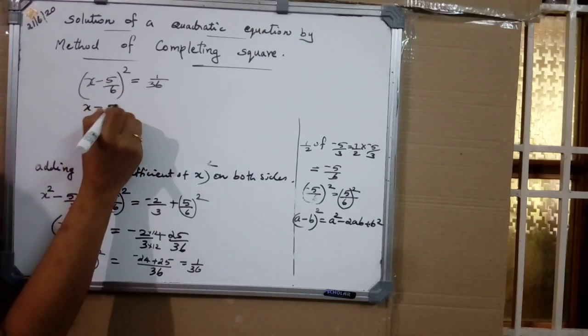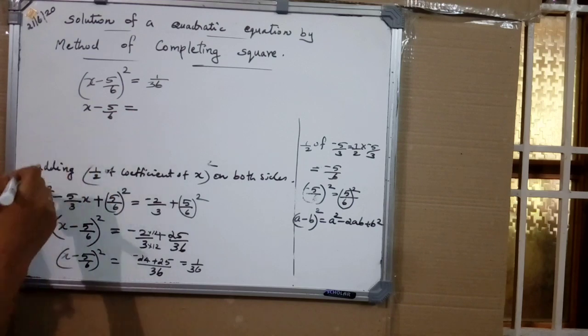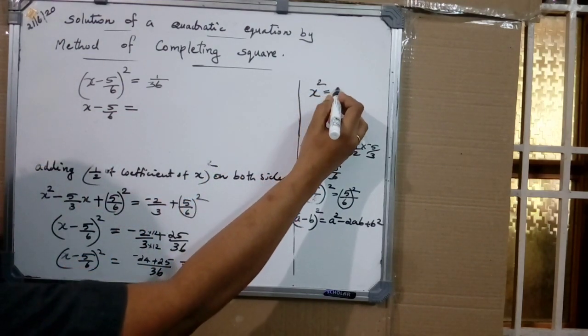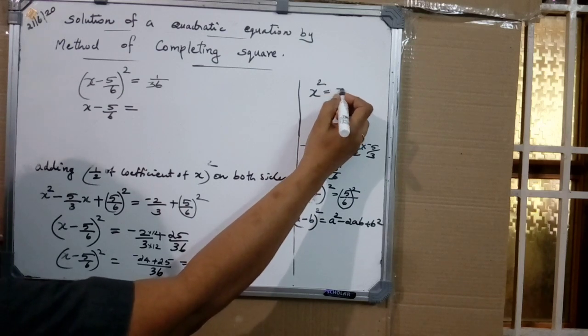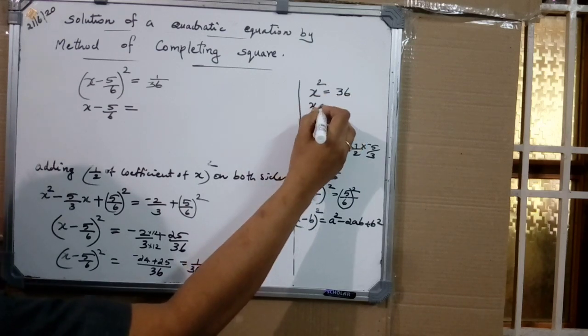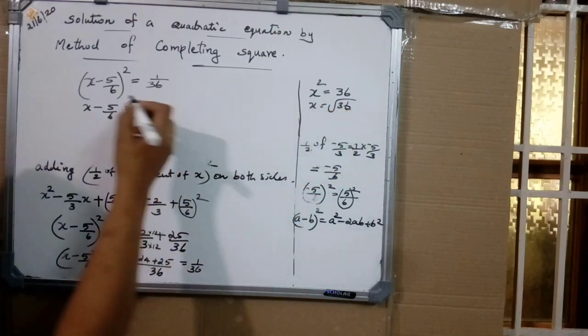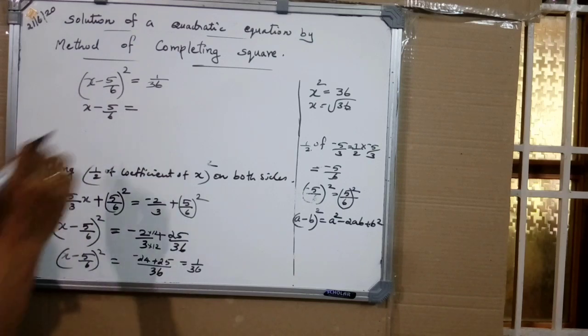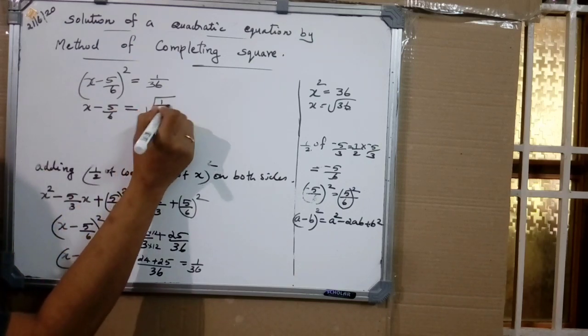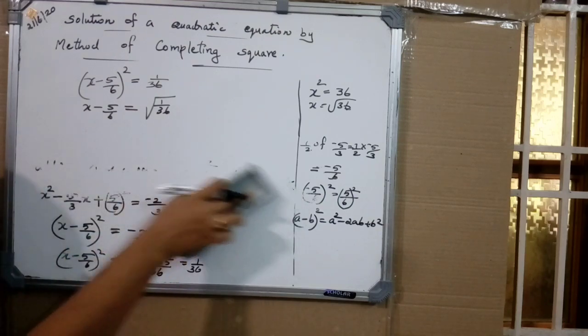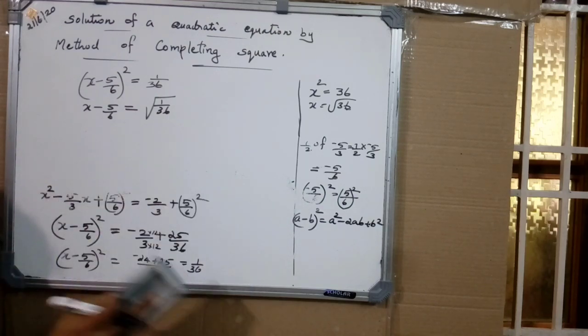So that x minus 5 by 6 is equal to, if x square is equal to some number, suppose if it is 36, what is x? We take root of 36. The same way we take here x minus 5 by 6 is equal to root of 1 by 36. Now what is root of 1 by 36?